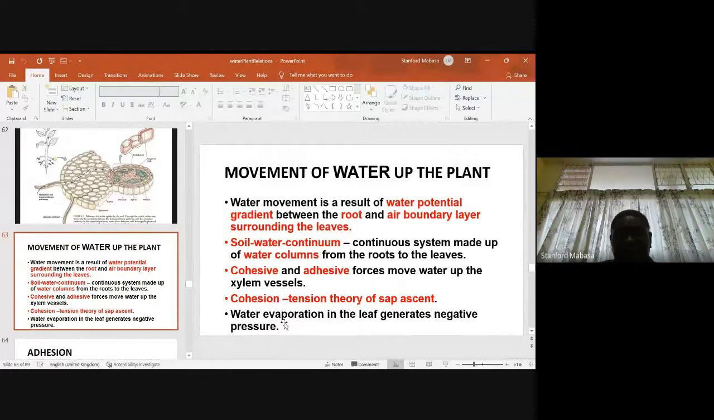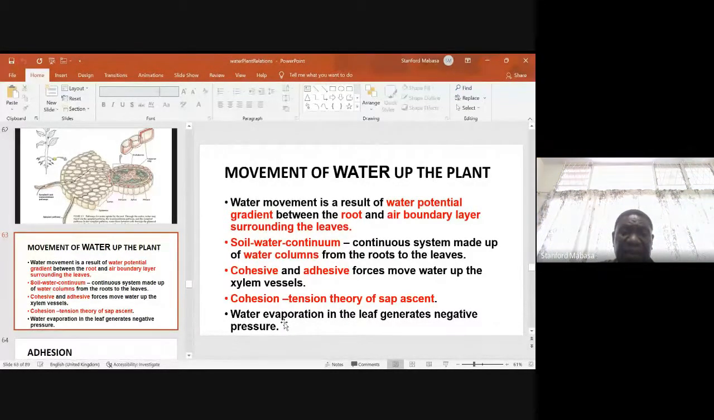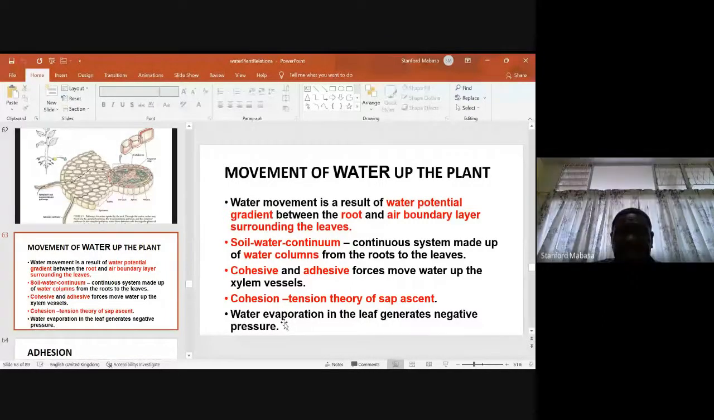The other things which we need to understand if we are going to explain why water moves from the soil to the leaves, there are cohesive and adhesive forces which literally move water up the xylem vessels. There's what is known as the cohesion tension theory of sap ascent, which can help us to explain why water should go up in the stem.